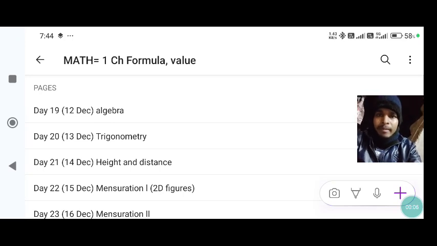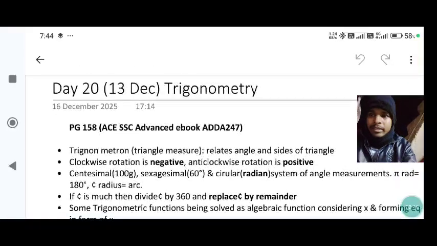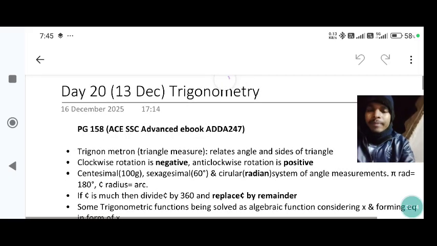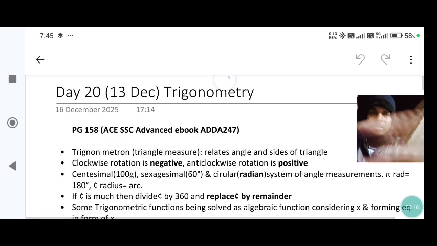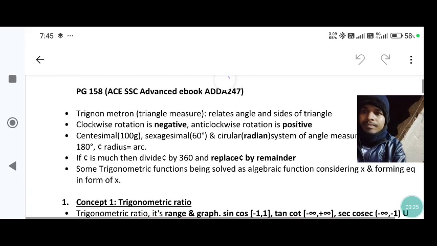Day 20, the chapter revision of the Trigonometry chapter. Here is the basic summary of the chapter, which covers all important formulas of this chapter, and the source of information is taken from page number 158 of the SSC Advanced ebook, Adda 24/7.